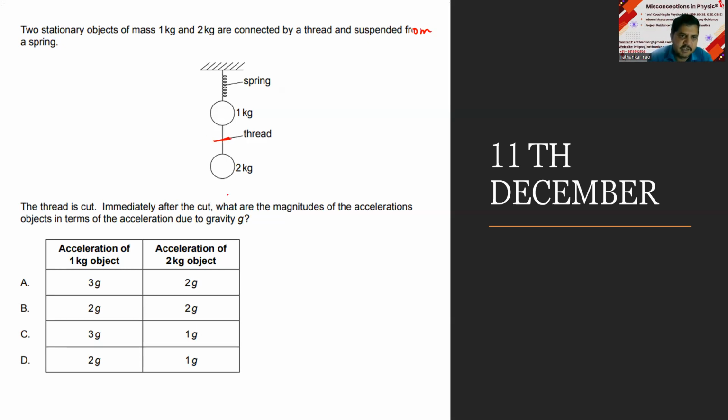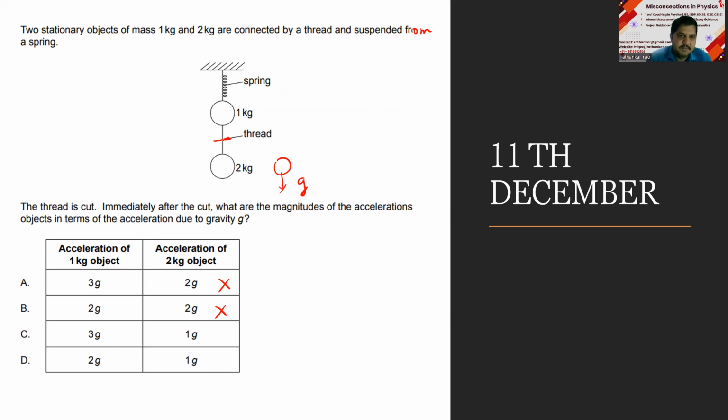The moment you cut the string, let us look at this object. What will happen to this object? Very simple, the object just falls down. With what acceleration will it fall down? Whether it's a 2 kg object, 10 kg object, 50 kg object, whatever it is, it will always fall down with an acceleration equal to g. So the acceleration of the 2 kg object should be g. Definitely, this is incorrect. Remove these two. Now we are left with only these two. Let us look at what the right answer is.